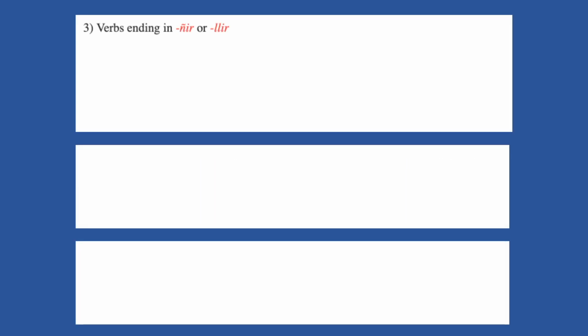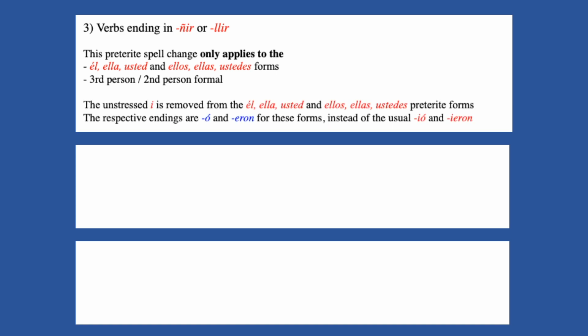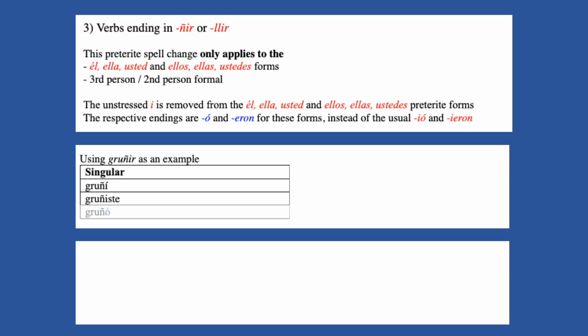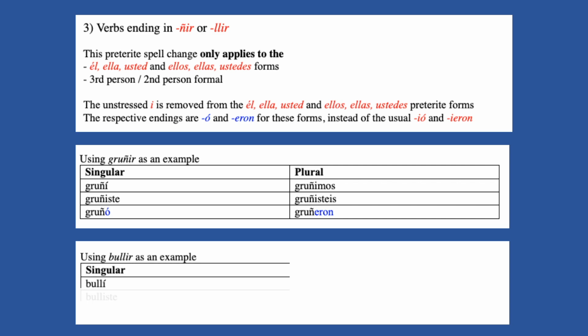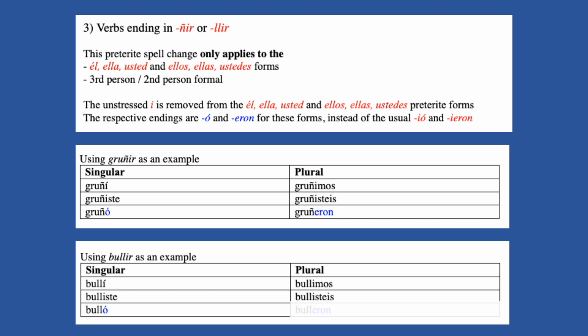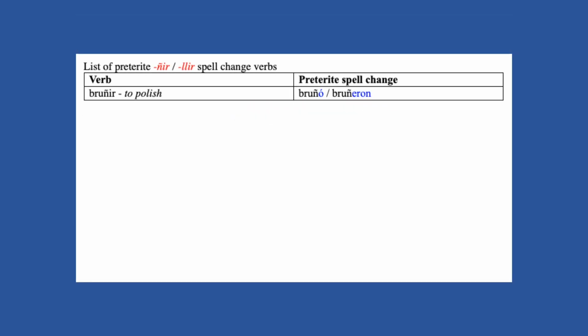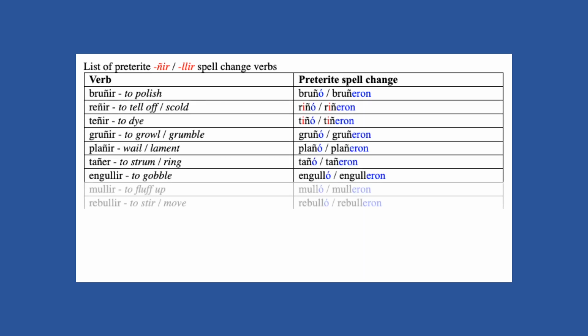For verbs that end in enir or yir, they end in o and eron for the third person singular and plural forms respectively. For gruñir we have gruñí, gruñiste, gruñó, gruñimos, gruñisteis, gruñeron. For bullir we have bullí, bulliste, bulló, bullimos, bullisteis, bulleron. These are the third person singular and plural conjugations for certain verbs ending in enir and yir.